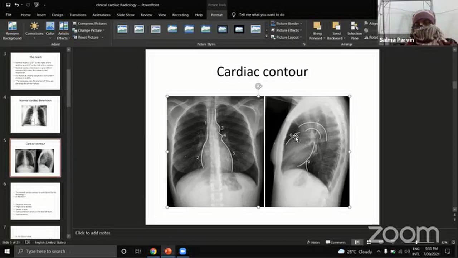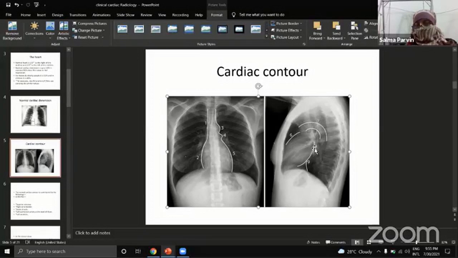And from this right ventricle, this area is formed by the right ventricular outflow tract, that is the pulmonary trunk that arches back below the aortic arch. And this is the ascending aorta and aortic arch here.